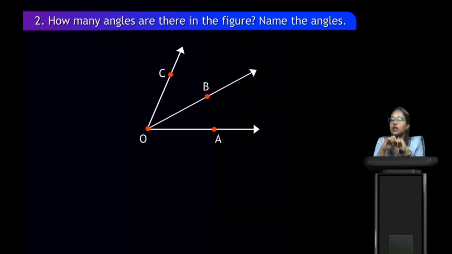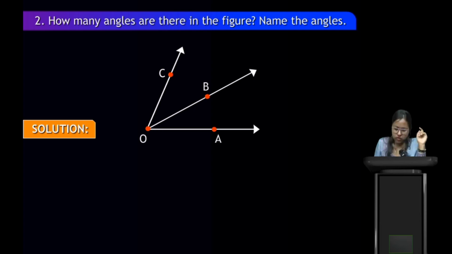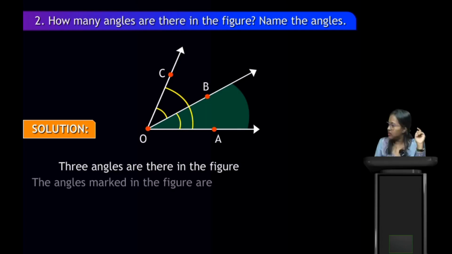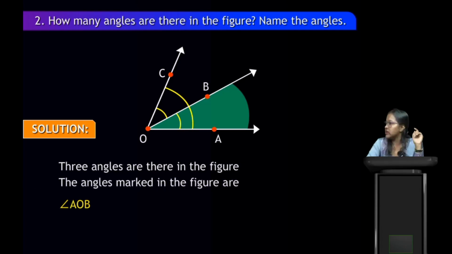Now the next question is, how many angles are there in the figure? Name the angles. Can you tell how many angles are there in the figure? Yes, very good. Total 3 angles are there. Can you tell the names of these angles? First tell me which one is the vertex of these angles. Is the vertex same or different? Yes, very good. The vertex is the same for all, and the vertex is O. Here O is the vertex of the angles.